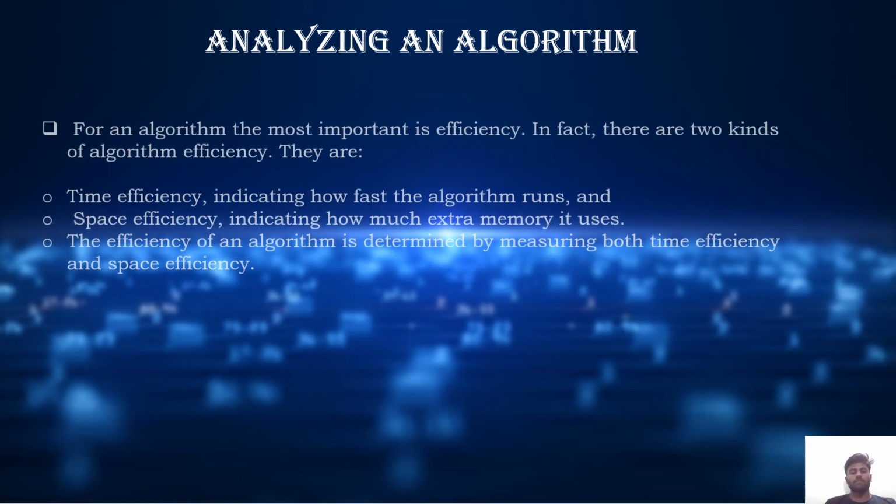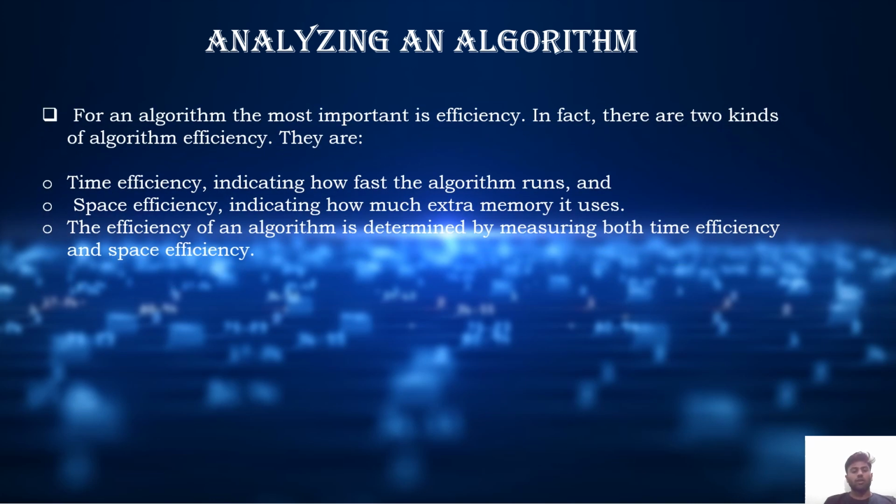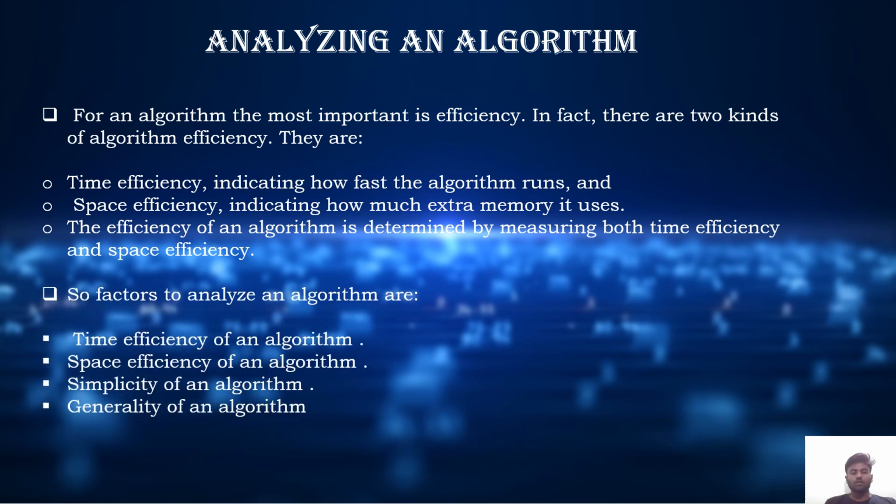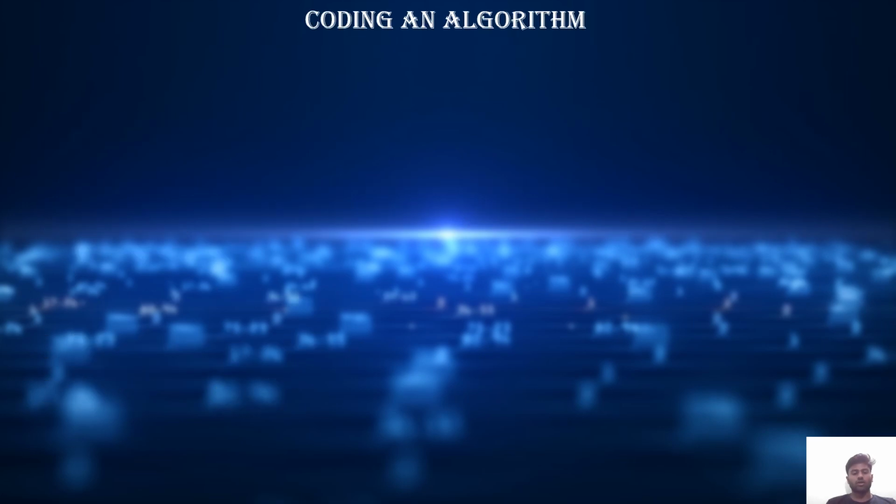Analyzing an algorithm. For an algorithm, the most important is efficiency. In fact, there are two kinds of algorithm efficiency: time efficiency, indicating how fast the algorithm runs, and space efficiency, indicating how much extra memory is used. The efficiency of an algorithm is determined by measuring both time efficiency and space efficiency. So the factors to analyze an algorithm are time efficiency of an algorithm, space efficiency of an algorithm, simplicity of an algorithm, and generality of an algorithm.